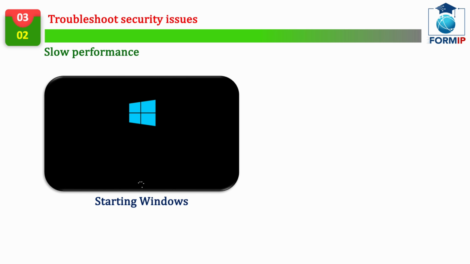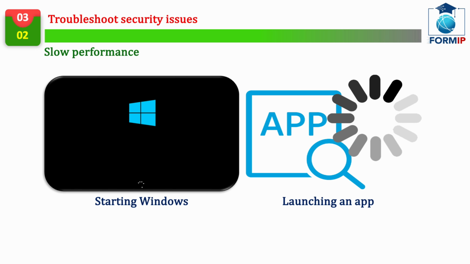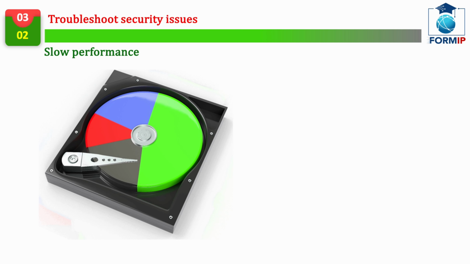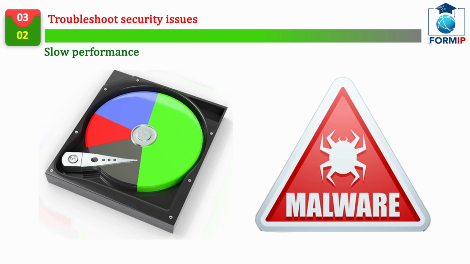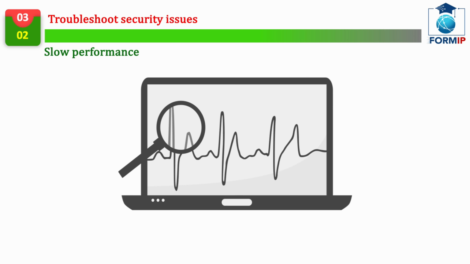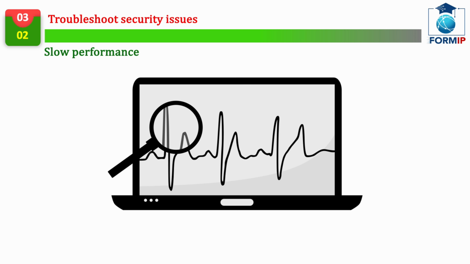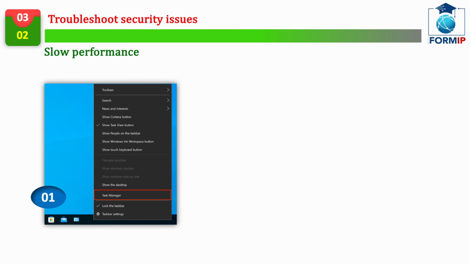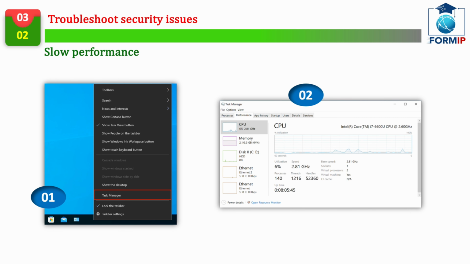If your PC takes time to get started, or applications take a long time to launch, then it could come from either a problem on your hard drive or a malware that makes a mess. To diagnose a slowness problem, you can go to the Task Manager by right-clicking on your Windows taskbar and going to the Performance tab.